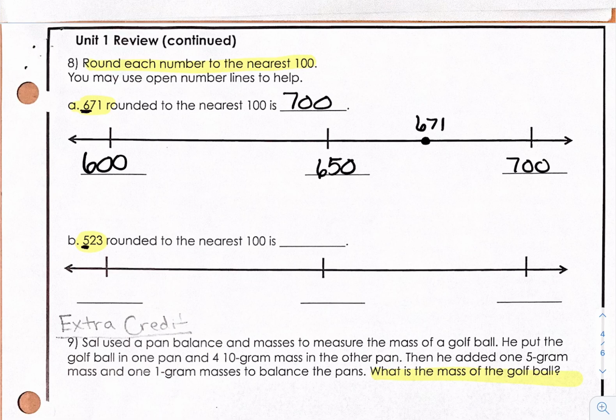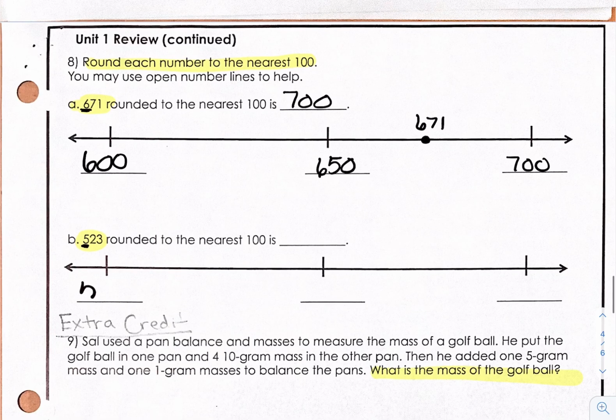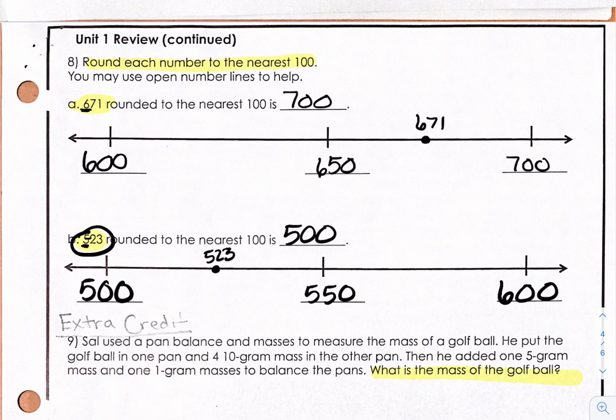Let's look at B, 523. If I look there in my hundreds place, I see it's a 5, so I'm going to write 500 as my low 100. The next 100 up is going to be 600. And halfway between 500 and 600 is 550. Now I need to mark 523. Is it higher or lower than 550? Well, it's lower. I'm going to put it around here. So is it closer to 500 or 600? It's closer to 500.